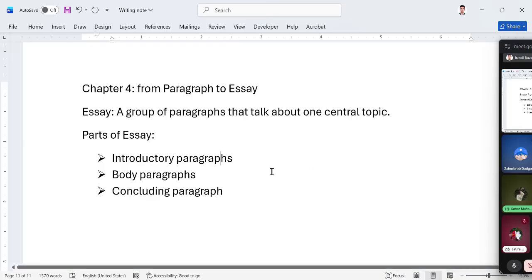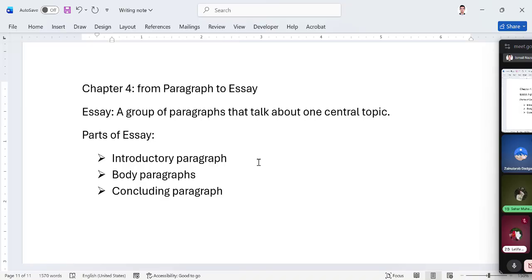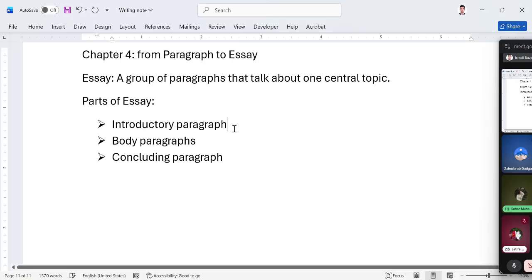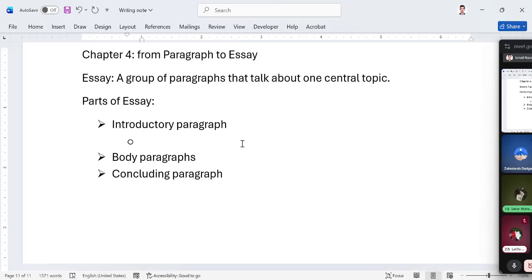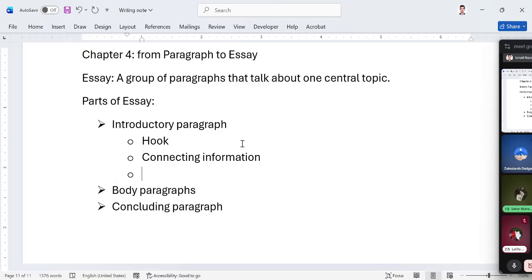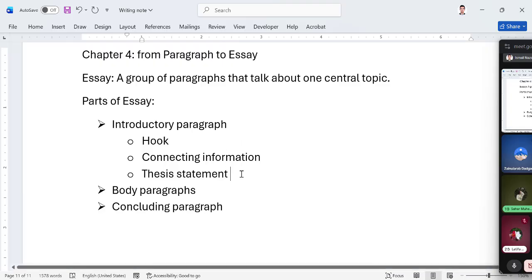So: introductory paragraph, body paragraphs, and concluding paragraph. These are the three sections of every essay. The introductory paragraph in an essay again contains three parts. The first one is the hook, the second is connecting information, also called general background statements or background statements. And the third part is the thesis statement, which is the most important section of every essay.